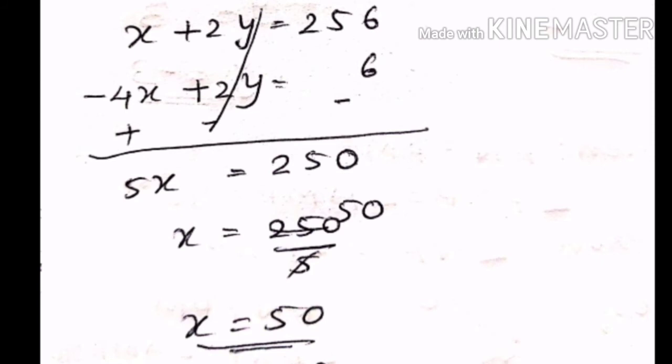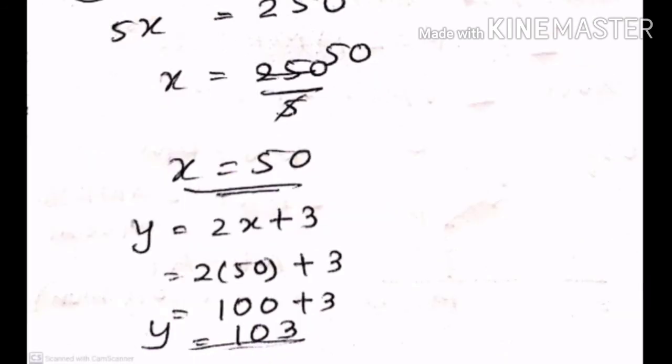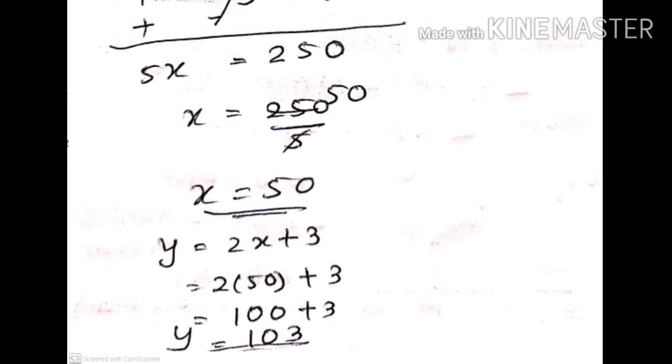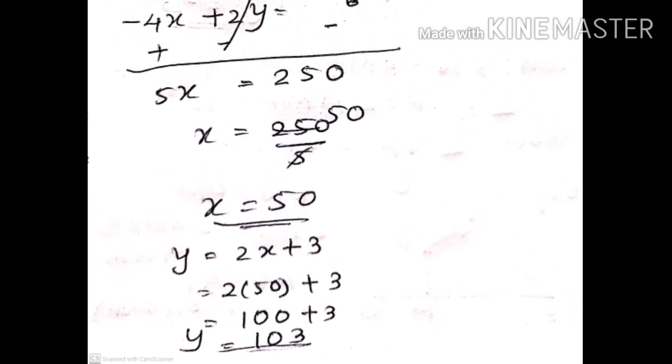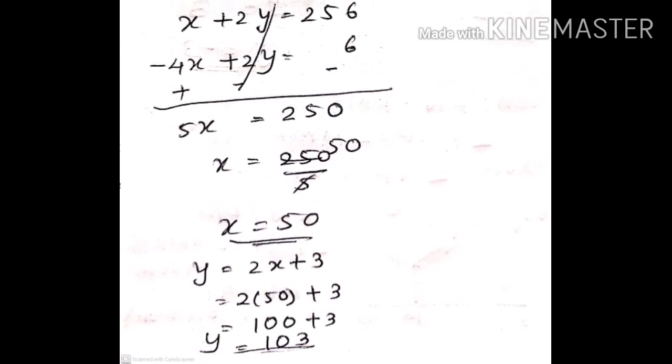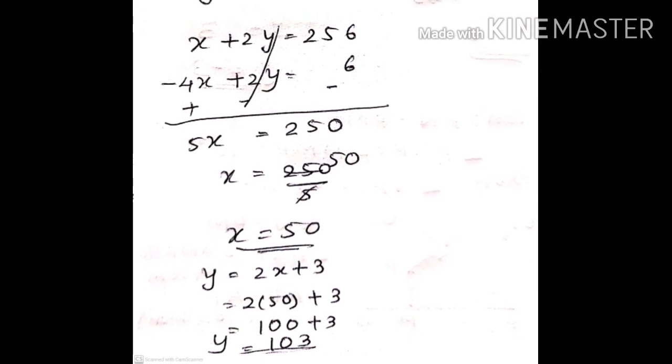Now here they asked to find the total value of rupees 2 coins. So to find that, we have to find the y value. For that, substitute it in any of the equations, we get y is equal to 2x plus 3. So 2 into 50 is 100 plus 3, that is 103. So the total value of rupees 2 coins is 103. Now students, you can check your answer also, like how you get the answers here of 256.